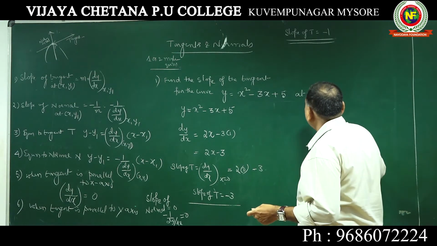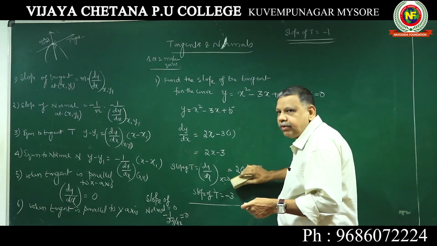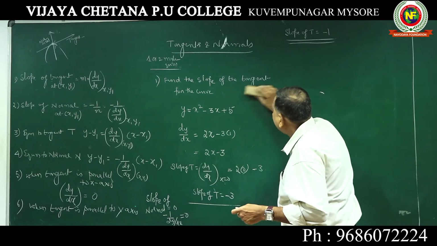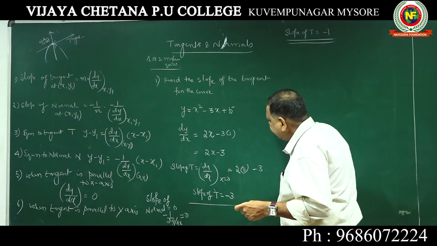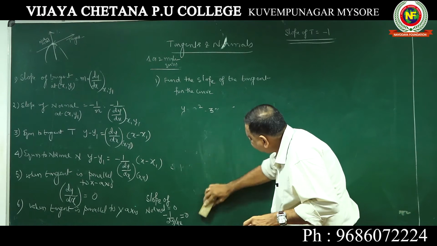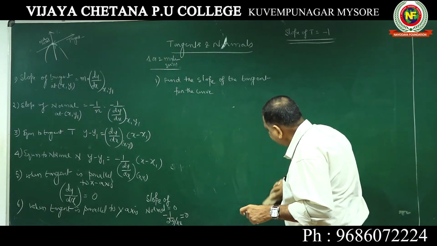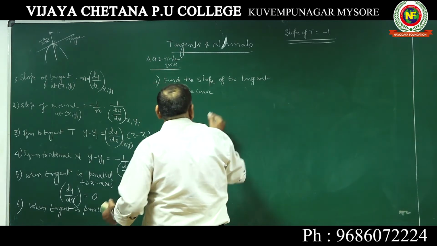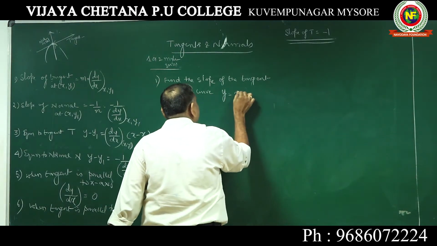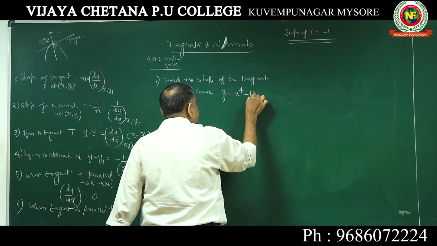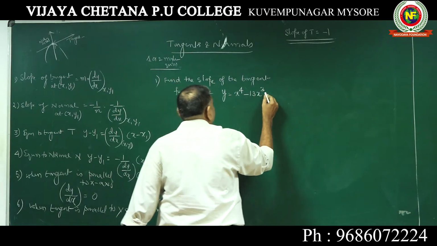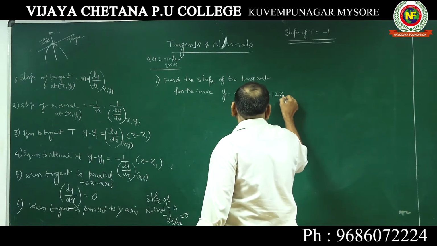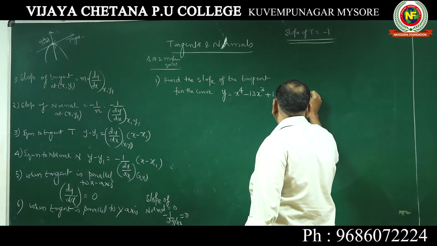Okay, take the next problem. Suppose you have copied this, we will go to the next problem. Find the slope of the tangent to the curve y is equal to x to the power of 4 minus 13x cube plus 12x square minus x minus 1.